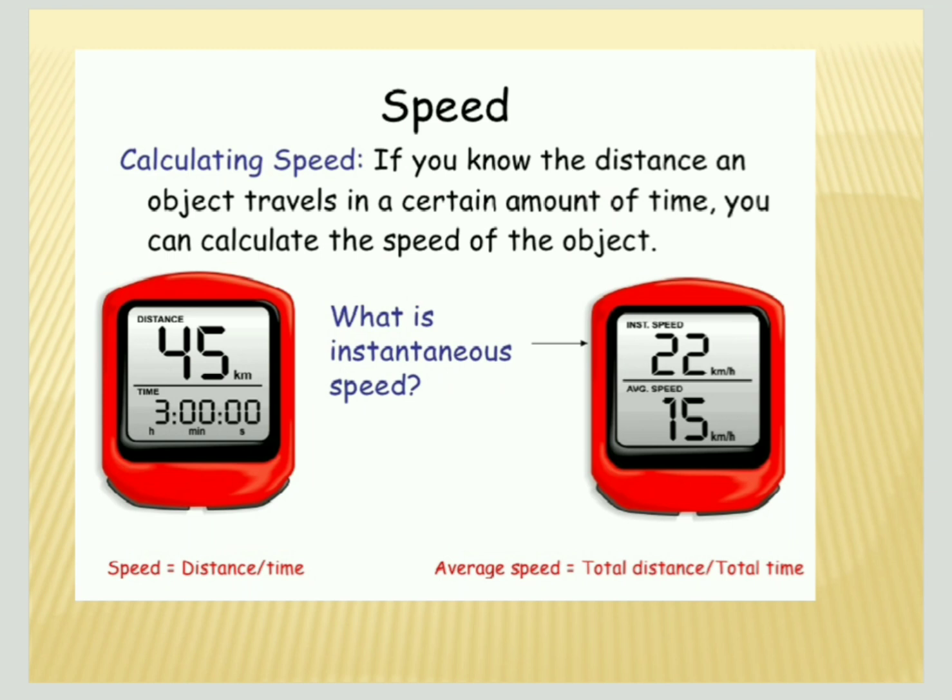Now the third one is speed. As we have already understood what distance is, if you know the distance an object travels in a certain amount of time, then you can easily calculate its speed. And see students, speed is a scalar quantity. If you put in the figures, you will get the speed.